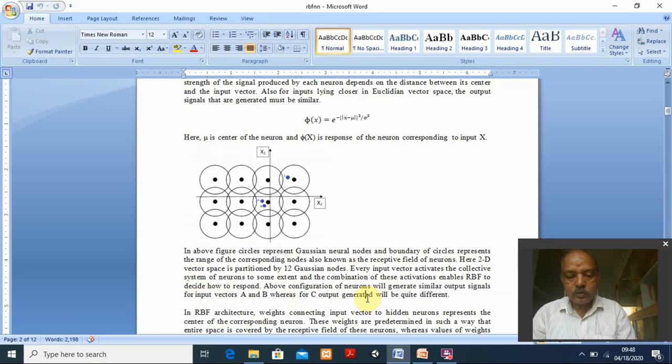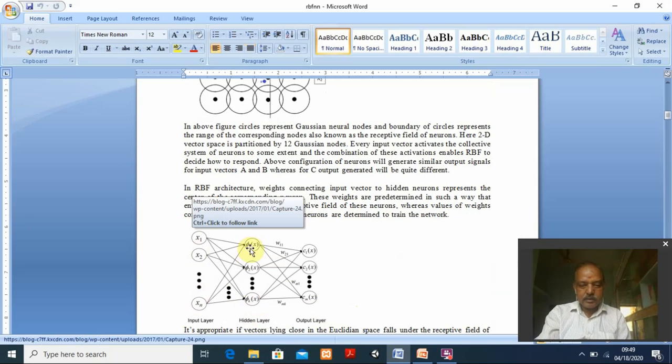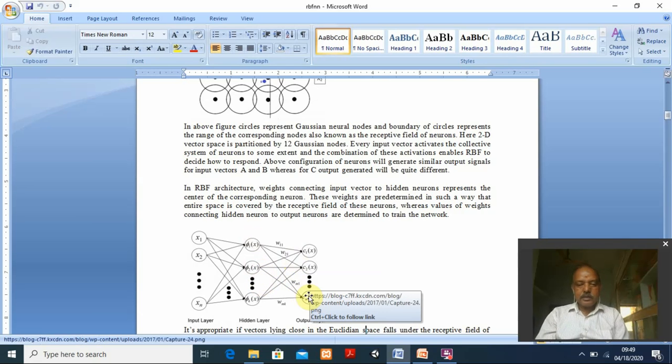If you see our radial basis function network, the first thing to focus on is that there are three layers. The first one is the input layer. You can see the input layer here. The second one is the hidden layer, which is provided with the Gaussian functions, and the third one is the output layer. Now, from the input layer to the hidden layer, all these neurons are totally connected. All are connected to each other, and they are provided some weights.